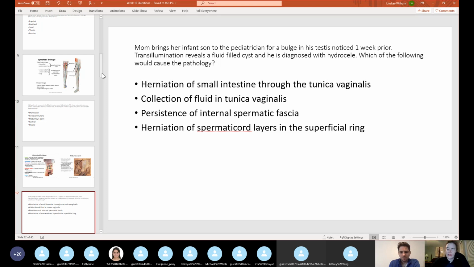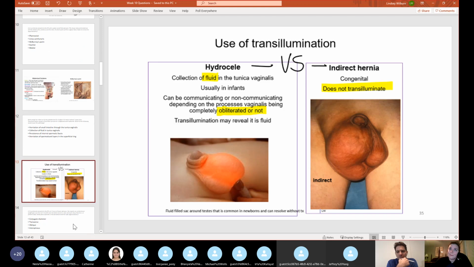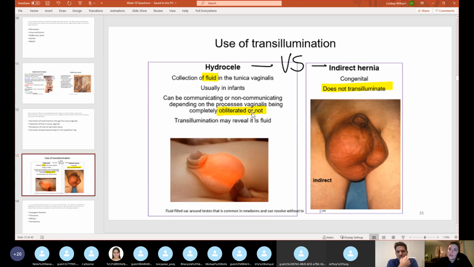Collection of fluid, yeah. The way they're going to test these embryological pathologies is they're probably going to give you a presentation and ask you how this pathology arose. So this is a collection of fluid in the tunica vaginalis. Whether it's completely obliterated or not, you're going to get this fluid collection.